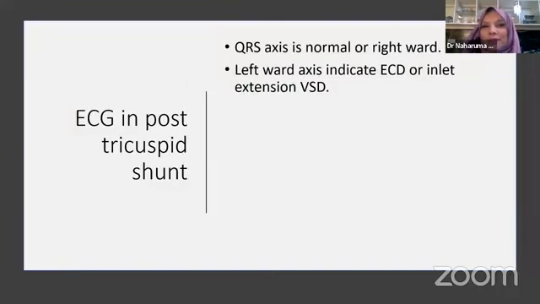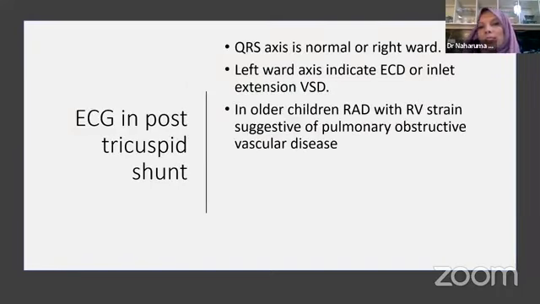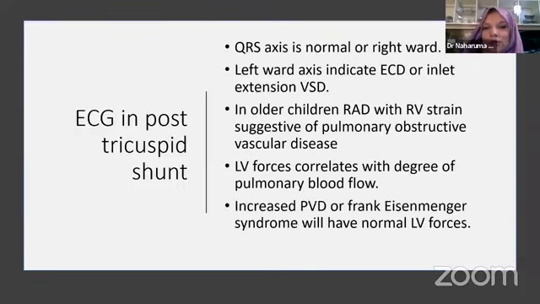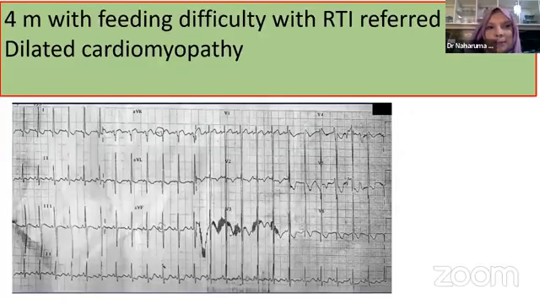So in post-tricuspid shunt, QRS axis is normal or rightward, and leftward axis indicates endocardial cushion defect or inlet type of extension. And in older children, right axis with RV strain is suggestive of pulmonary obstructive vascular disease, and LV forces correlate with the degree of pulmonary blood flow. The more the pulmonary blood flow, the more the LA return, and our LV will be more dilated. So this is a good sign for closure of the shunt. And increased pulmonary vascular disease or Eisenmenger syndrome will have normal LV forces, that we found in our last cases.